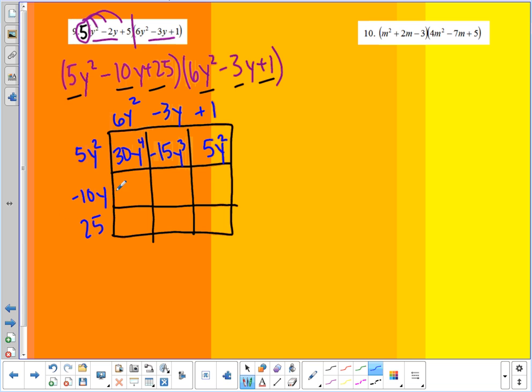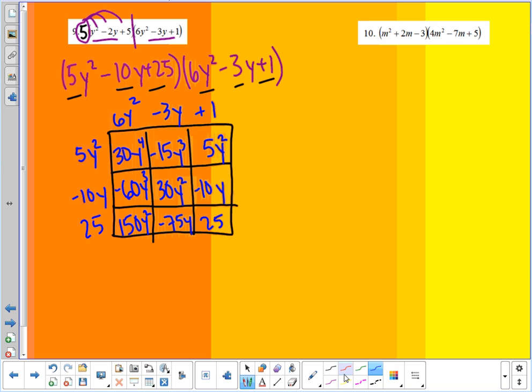Negative 10 times 6 is negative 60, y to the 3rd. Negative 10 times negative 3 is positive 30, y squared. Negative 10 times 1, negative 10, y. 25 times 6y squared, that is 150y squared. 25 times negative 3 is negative 75y. 25 times 1 is just 25.